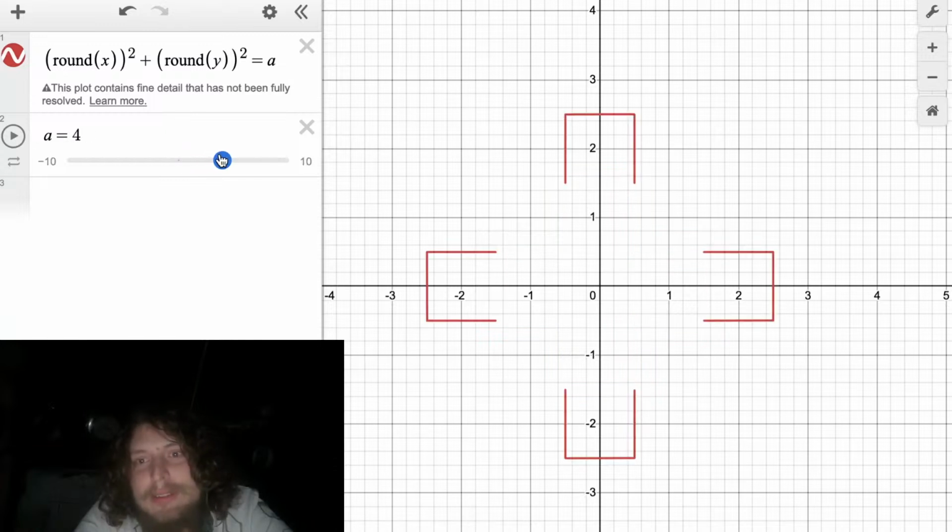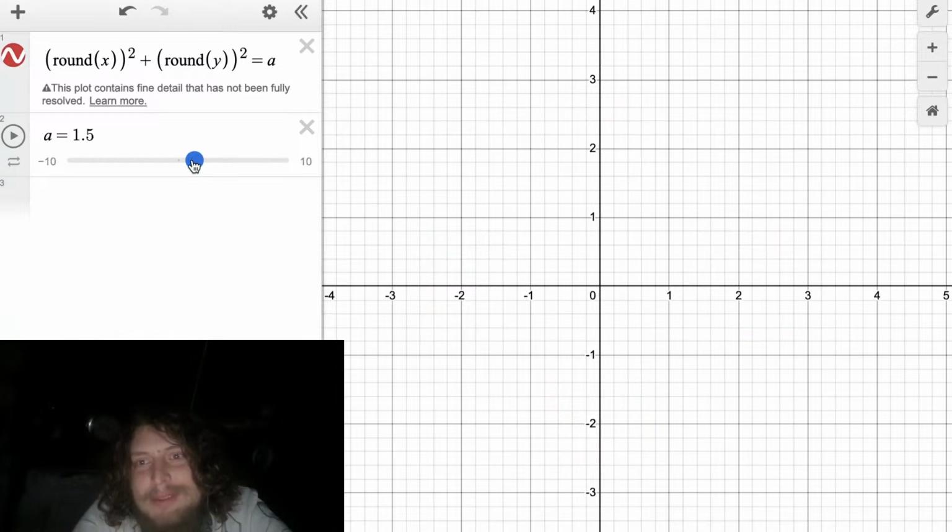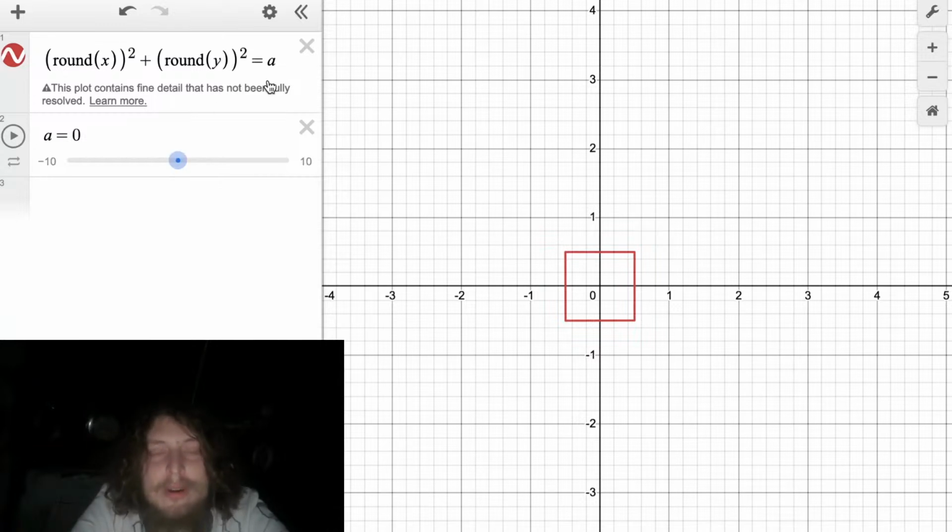Whoa, there's another one. But these ones, it seemed almost to line up with those bits at the edge. Like, what's missing here? Now, oh, and there's a square. We have to be at 0 for there to be a normal square. So, that's just rounding the circle equation.